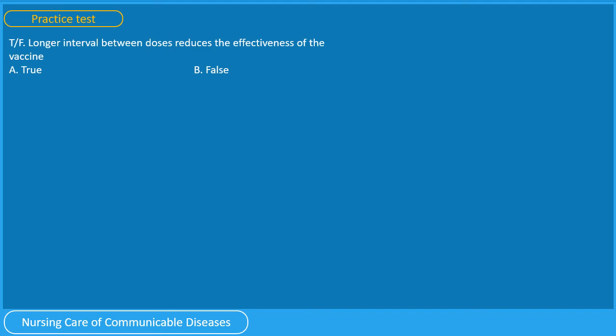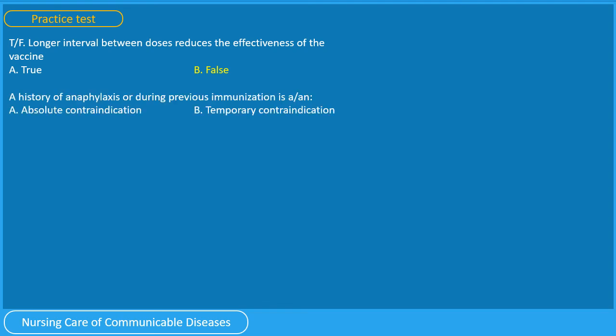True or false? Longer interval between doses reduces the effectiveness of the vaccine. A true, B false. You have 5 seconds. It does not. So the answer here is B, false. A history of anaphylaxis during previous immunization is: A, an absolute contraindication, or B, a temporary contraindication. You have 5 seconds. If you answered A, absolute contraindication, you are correct.